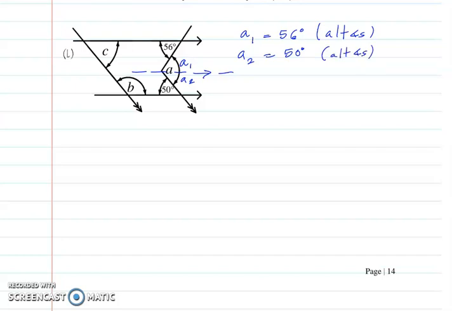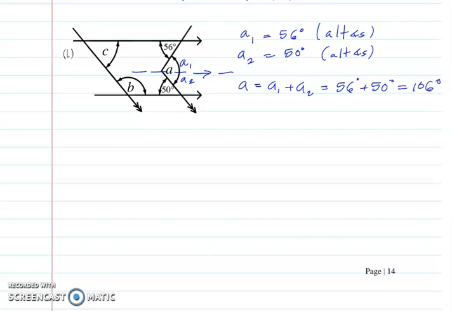But how did we get A1 and A2? We got A1 and A2 when we cut A into what? In 2. So it means that A would be equal to A1 plus A2, which would be equal to 56 plus 50. A, ladies and gentlemen, is 106 degrees.